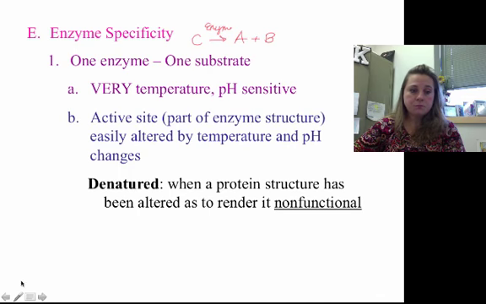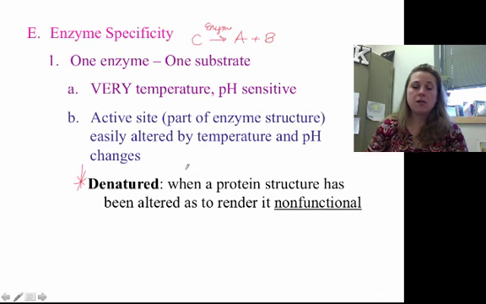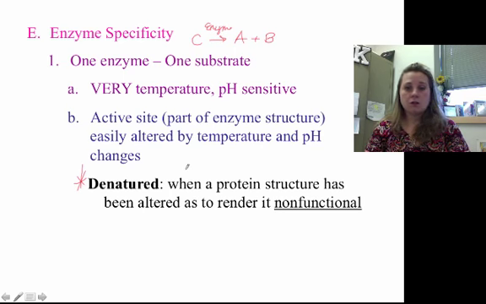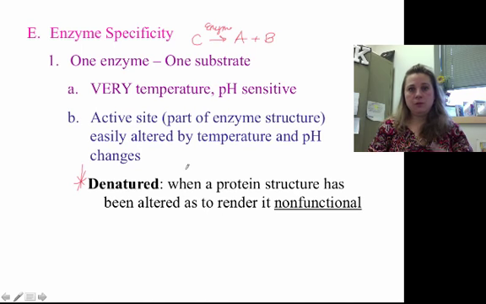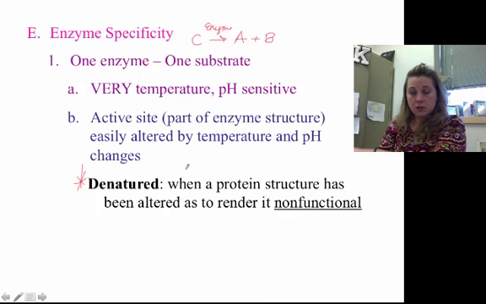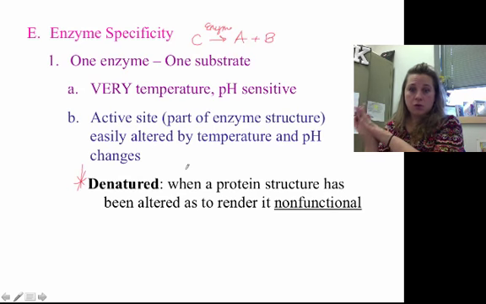So this is a new term, and this is one that you're going to need to really understand. Denatured: when protein structure has altered so much that it renders the protein non-functional. Again, the structure of the protein dictates the function of the protein, and it is so, so important.